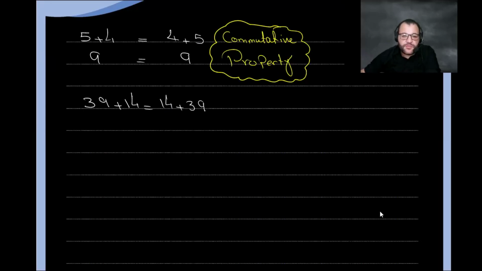The name of this property is called commutative property. If you change the order of the numbers, it's the same numbers, but the first instead of the second and the second instead of the first. That's called the commutative property. Any problem for this one? No problem. Okay. If you have any problem, please raise your hand.